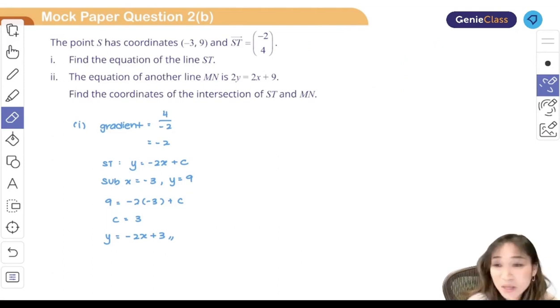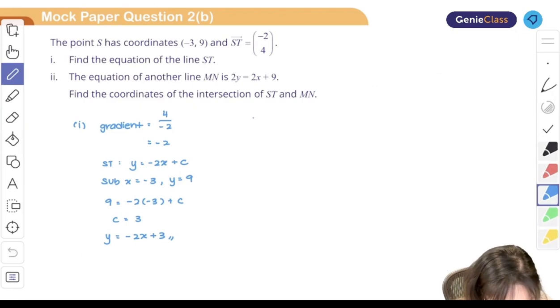Okay, so is part 1 okay for everyone? Okay, then now we have part 2. So the equation of another line, MN, is given. Find the coordinates of the intersection. To find the intersection, what does that mean? What topic is this on? Anyone? Whenever we talk about the intersection of 2 lines, that would be, very good Kavya, simultaneous linear equations, right?